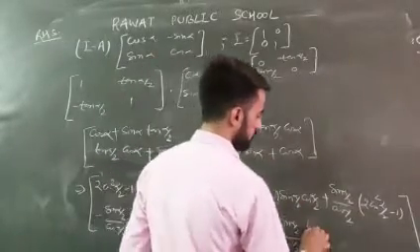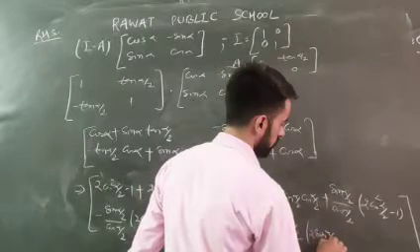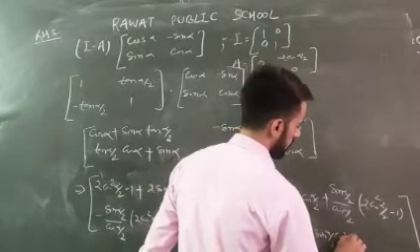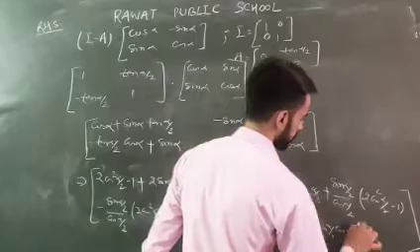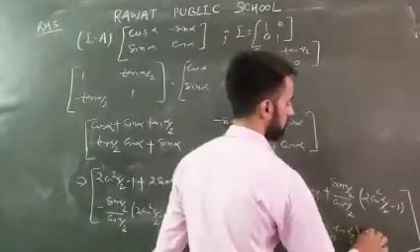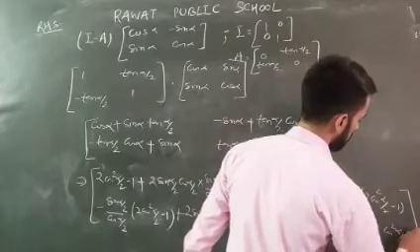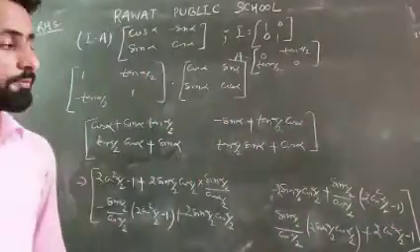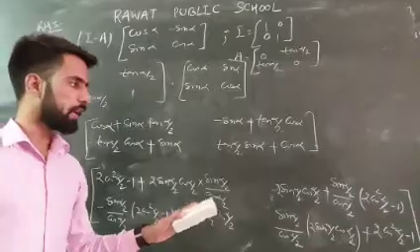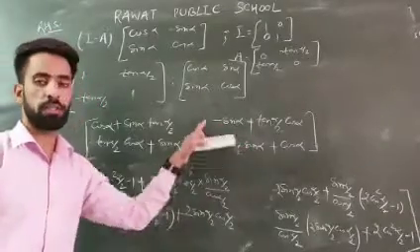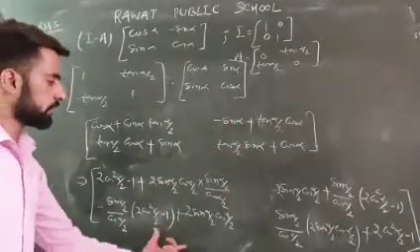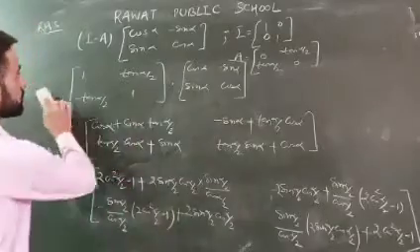Now tan alpha by 2 can be written as sin alpha by 2 upon cos alpha by 2. Sin alpha can be written as 2 sin alpha by 2 cos alpha by 2, and plus cos alpha can be written as 2 cos square alpha by 2 minus 1. So I have put the half theta formula in place of every term here in the matrix. Now let's solve these terms here.